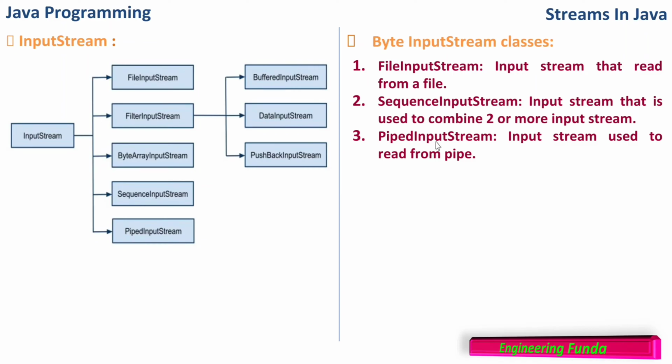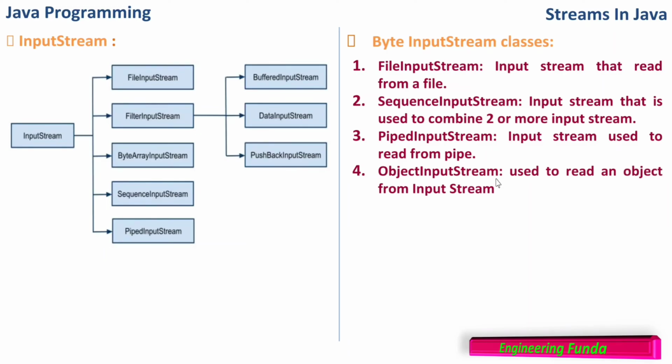Then you have PipedInputStream. This input stream class is used to read from the pipe. Now pipe is basically a buffer that is available in the network when there is a continuous streaming. Then you have ObjectInputStream. It is used to read an object from the input stream. So if you are transferring an object as a whole, then you make use of ObjectInputStream.